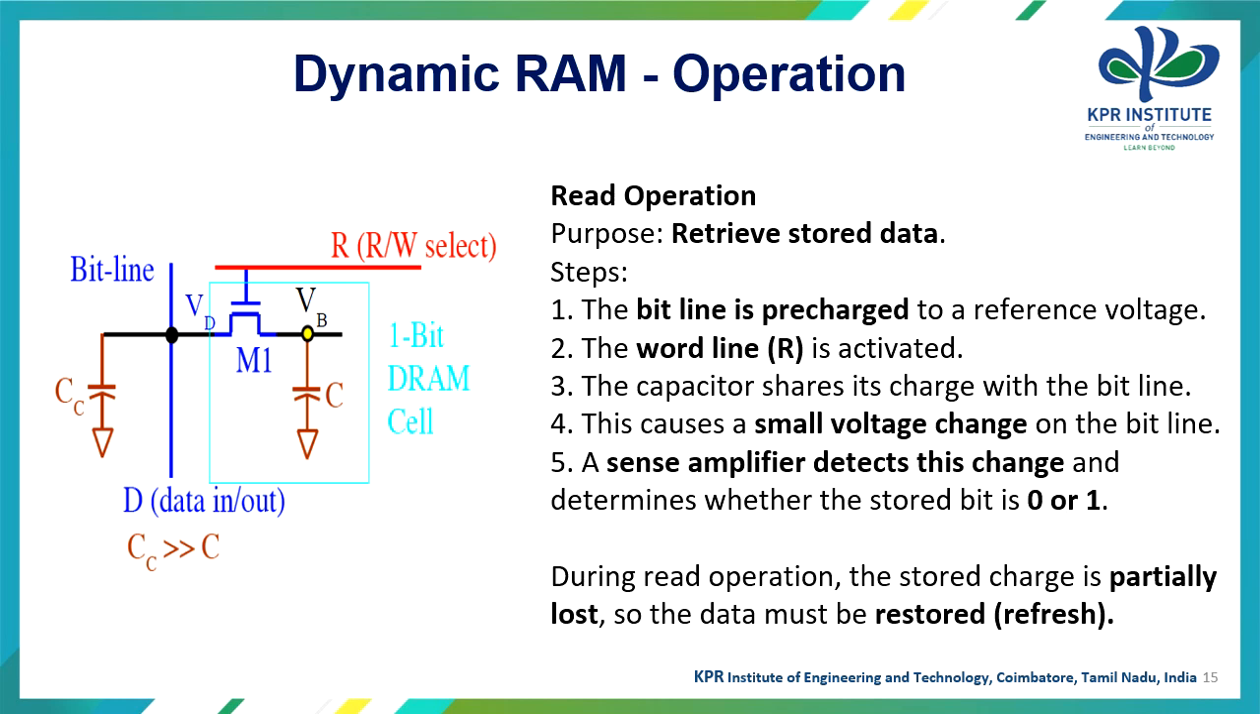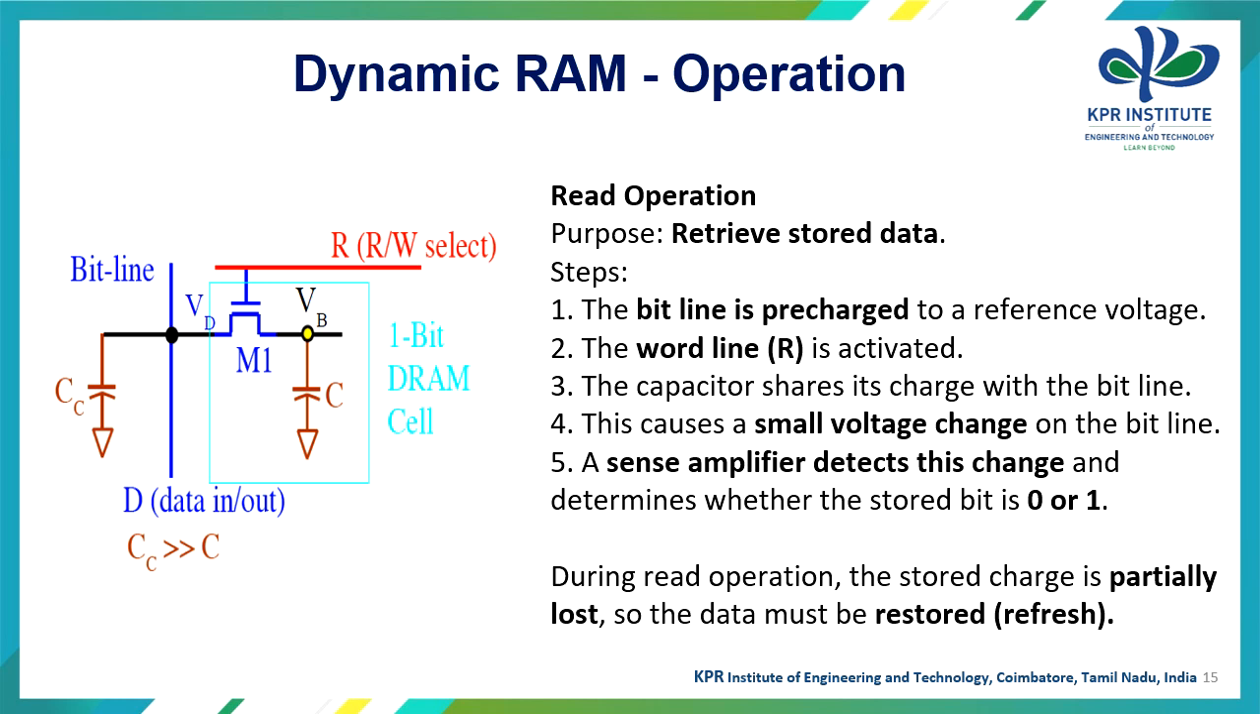The purpose is we need to retrieve the stored data. The steps involved are: the first one is the bit line is pre-charged to the reference voltage. Next, the word line should be activated. Third step is the capacitor shares its charge with the bit line. Fourth, this causes a small voltage change on the bit line.